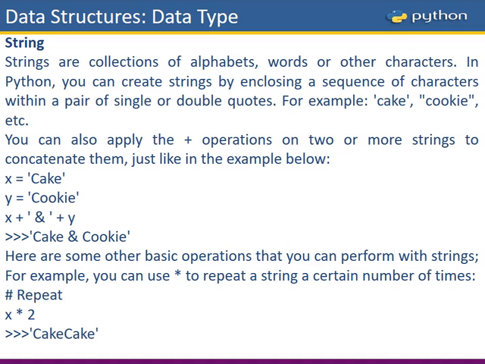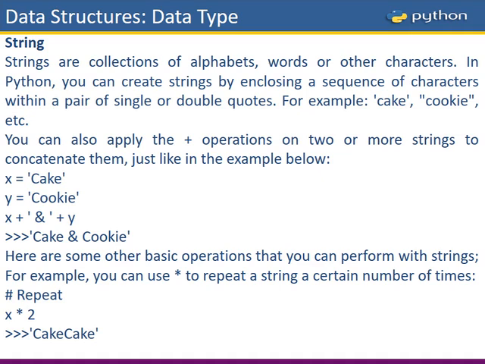So the plus concatenates the two strings together, so we have the cake and cookies. Now, other basic operations that you can perform with strings. For example, you can use the asterisk, star, to repeat a string a certain number of times. Like S asterisk 2, you repeat the value that you assign to that S variable, and it repeats twice.